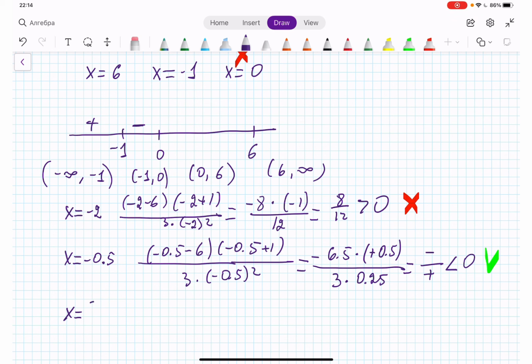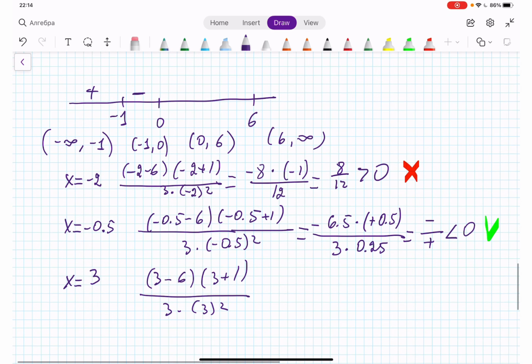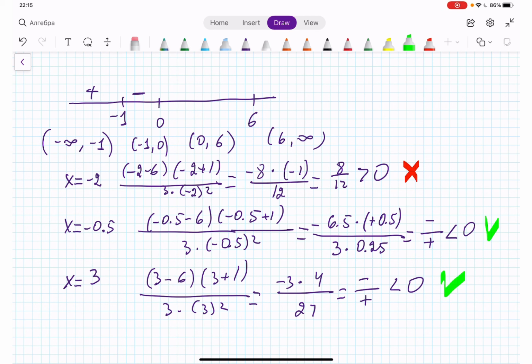X is equal 3, for example. It's going to be 3 minus 6, 3 plus 1, and then 3 times 3 squared. Okay, so it's going to be negative here, negative 3 times positive 4, and here is positive 27. So it's going to be negative over positive, which is less than 0, and bingo, that satisfies. So it's going to be negative here.